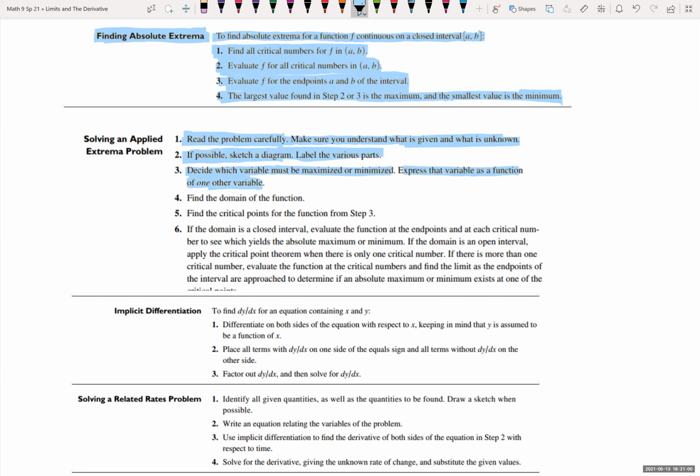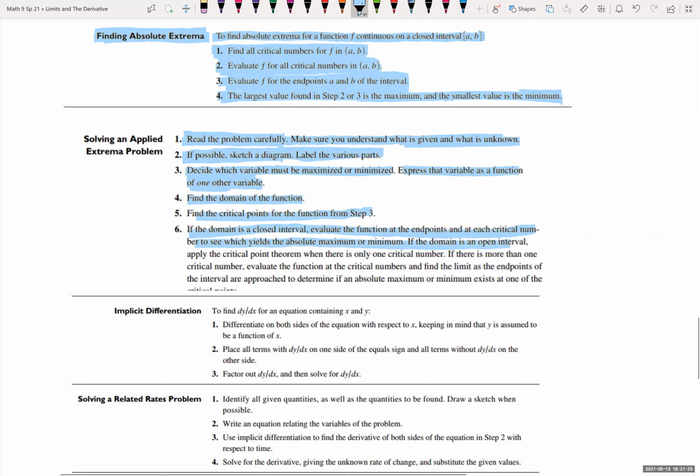Express that variable as a function of one of the other variables. You might have multiple variables in there, so we're going to rewrite the thing we're trying to maximize or minimize in terms of one variable. Find our domain, find our critical points. If the domain is a closed interval, evaluate the function at the endpoints and at each of the critical numbers to see if it yields an absolute max or min.